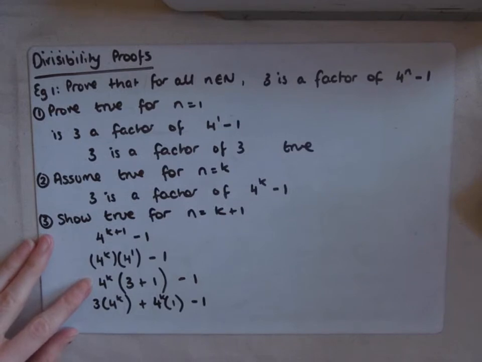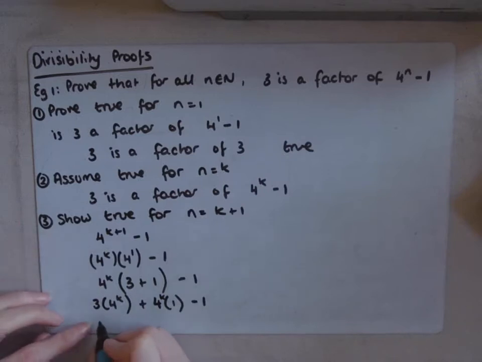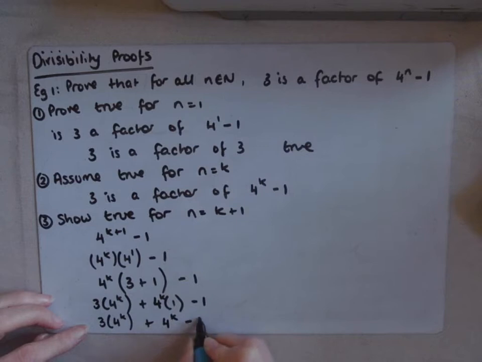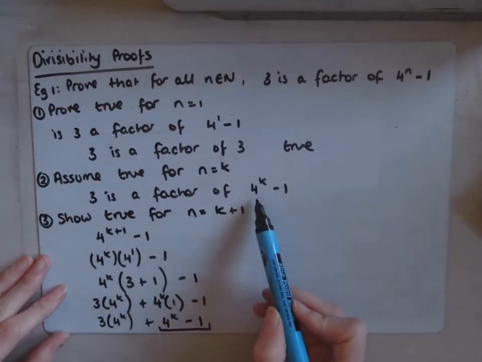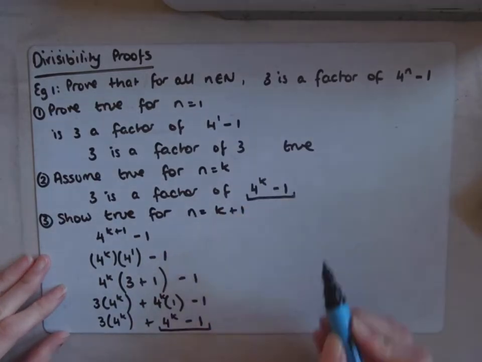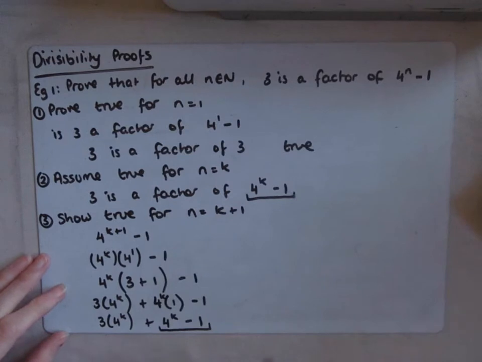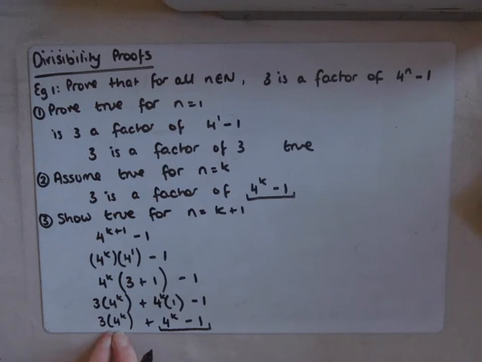Now you're going to have a look at your assumption. I have 3 by 4 to the power k, and here I have 4 to the power k minus 1. We know 4 to the power k minus 1, we assumed that true. So 3 is a factor of this, and 3 is a factor of this, because 3 is outside the bracket. That means 3 goes in there. You're multiplying it in, so that means 3 is a factor.